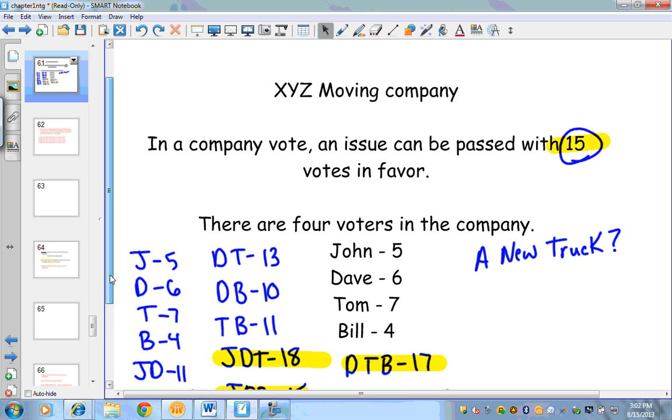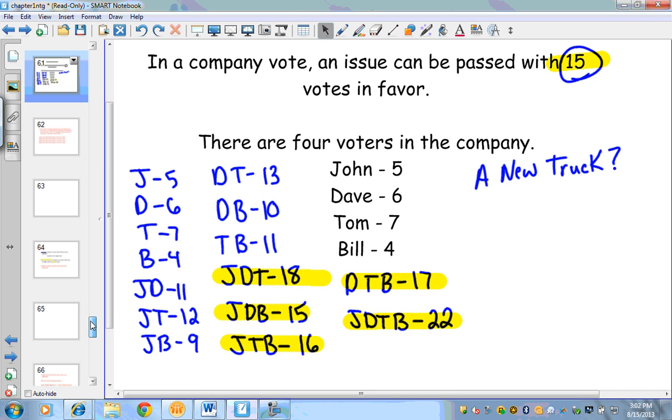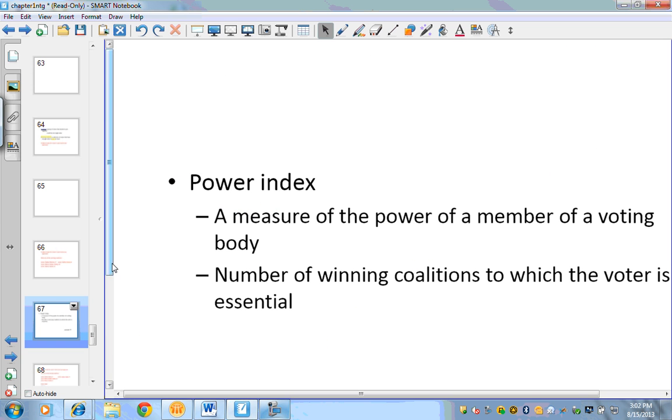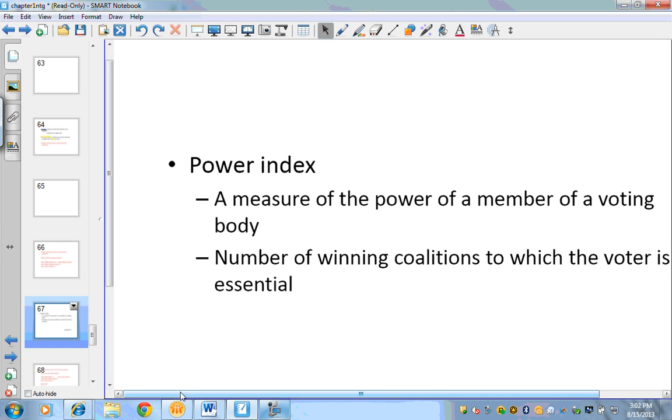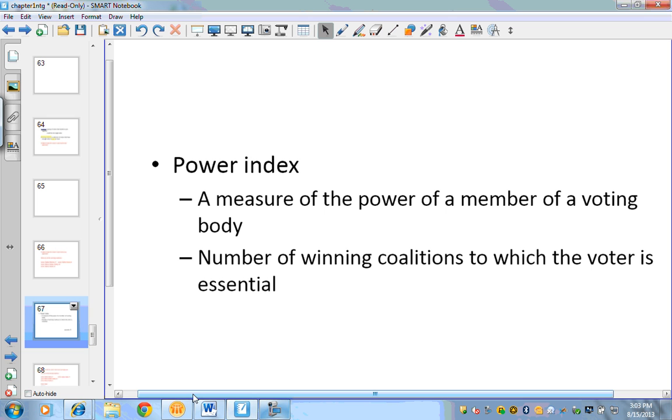Now, the reason that we went ahead and got all this information is because we are going to determine the power index of each individual person. The power index is a measure of the power of a member of a voting body. It counts the number of winning coalitions in which the voter is essential. So we're going to talk about how a member is essential to the winning coalition.